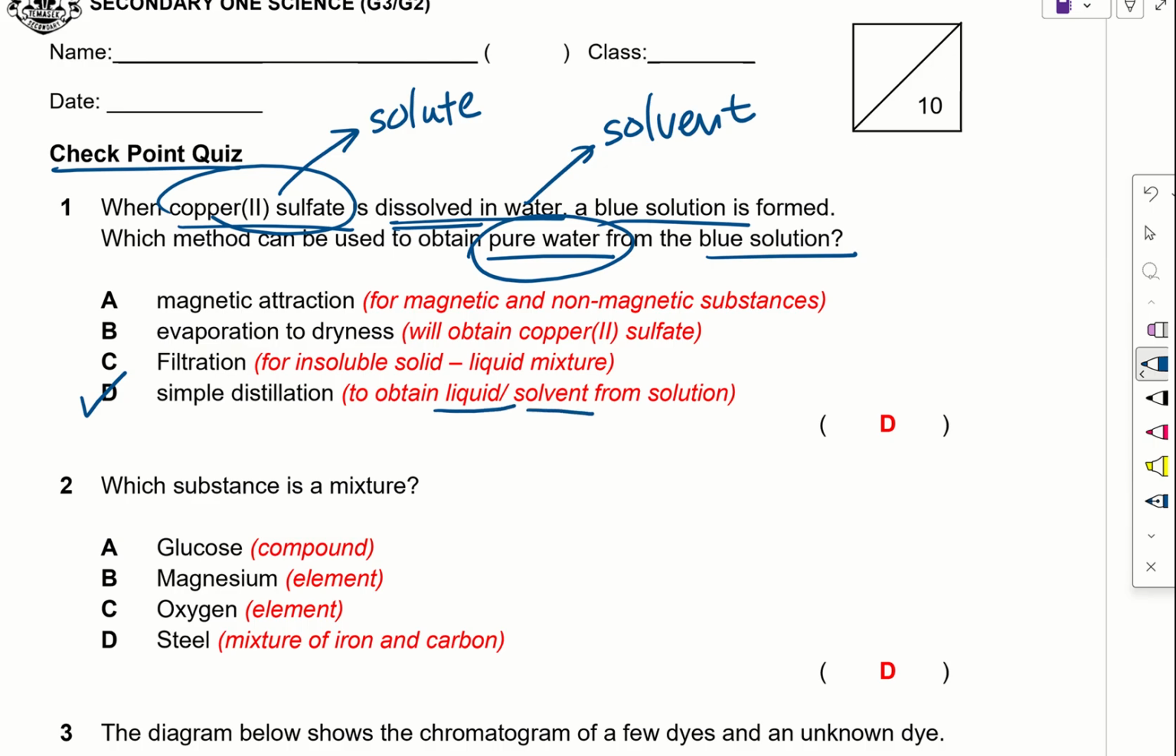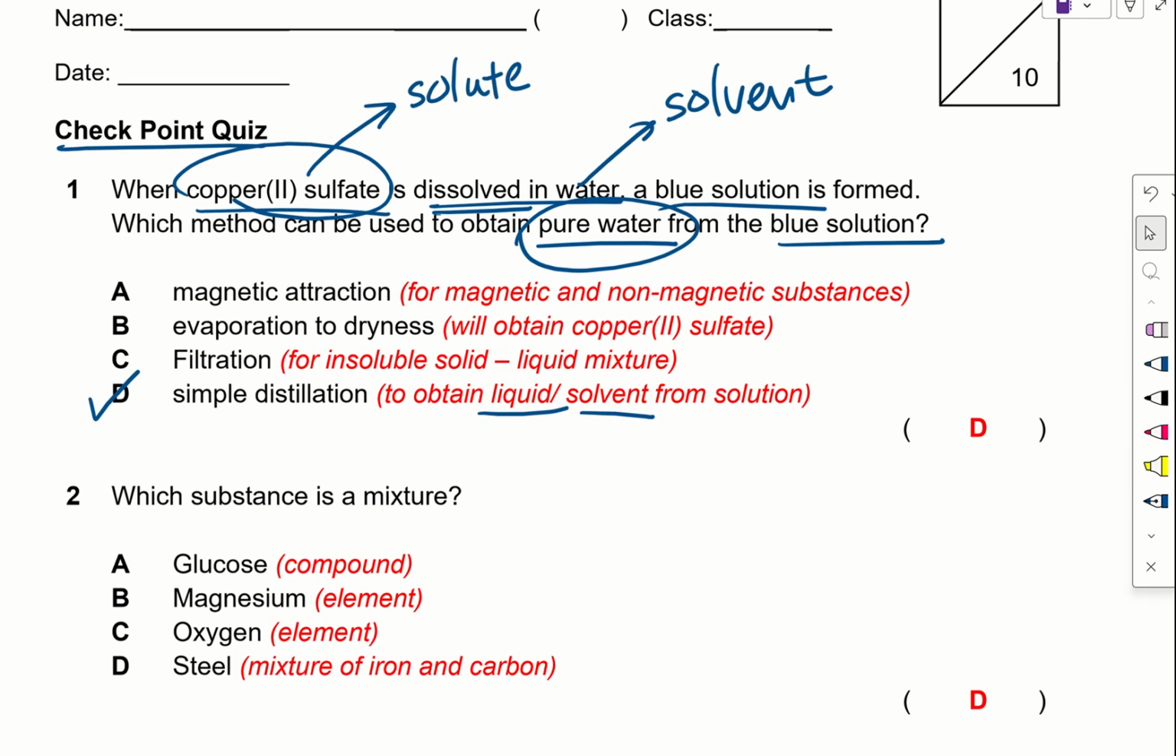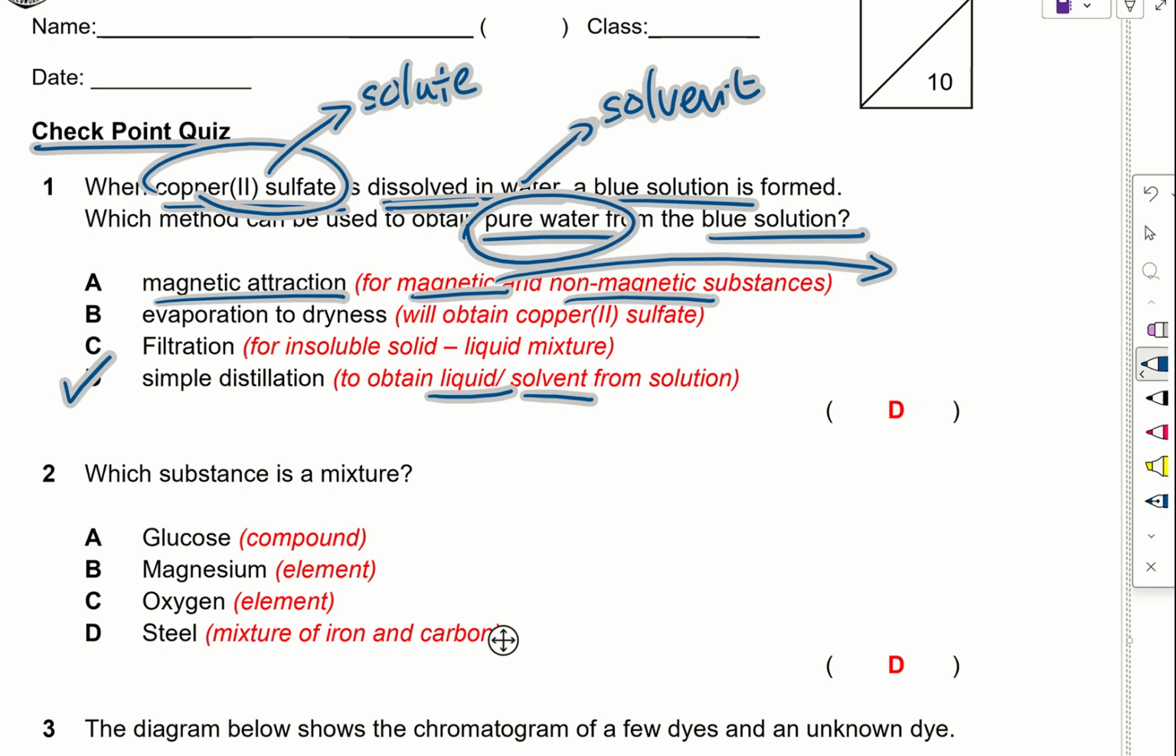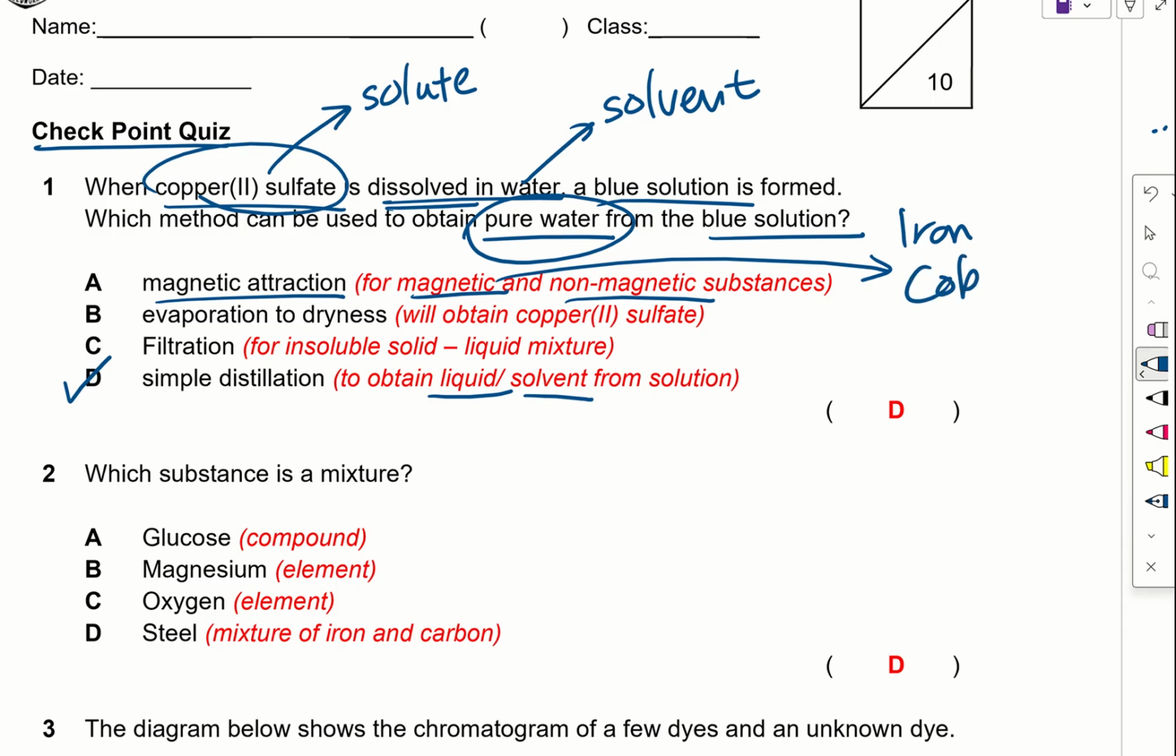Now, what about the other options? So please also copy down, right? Magnetic attraction is very straightforward. It's versus magnetic and non-magnetic substances. So the magnetic substances that are in our syllabus will be iron, cobalt, nickel, and steel.